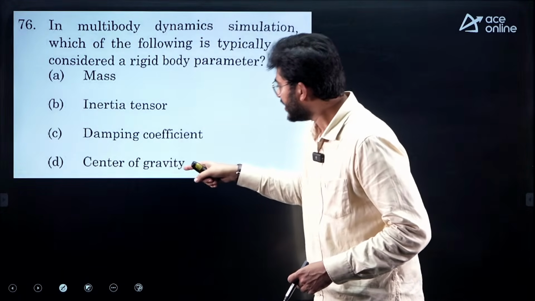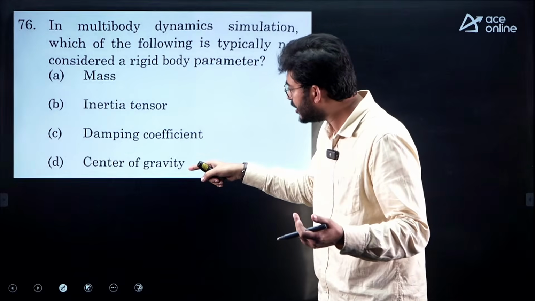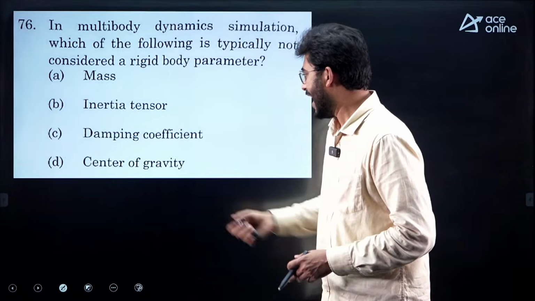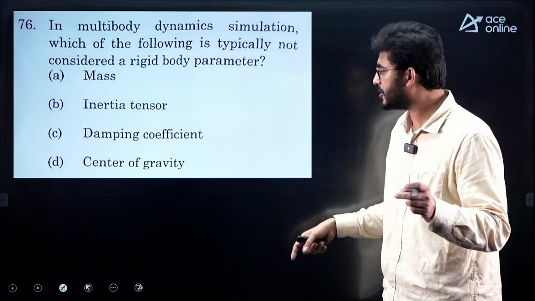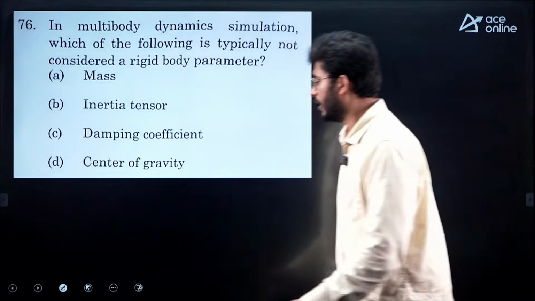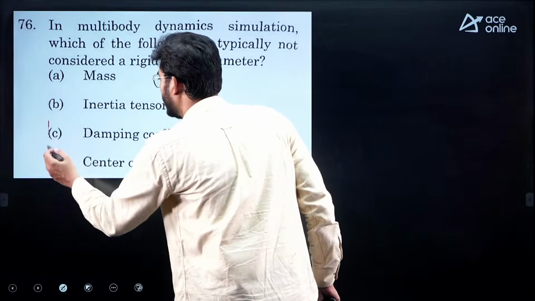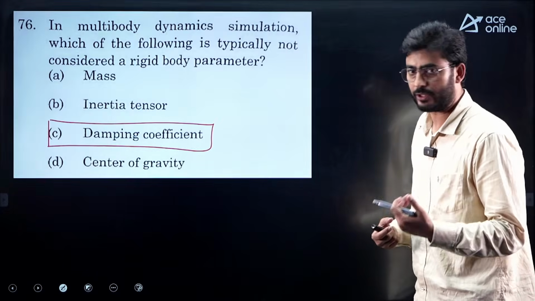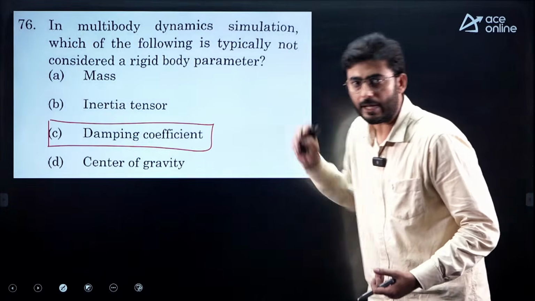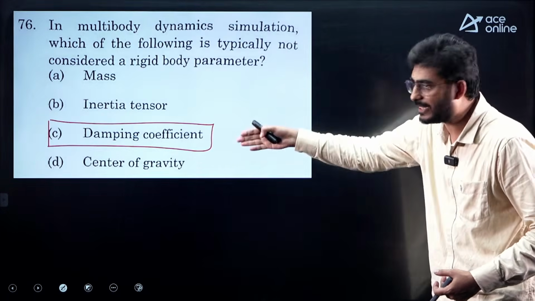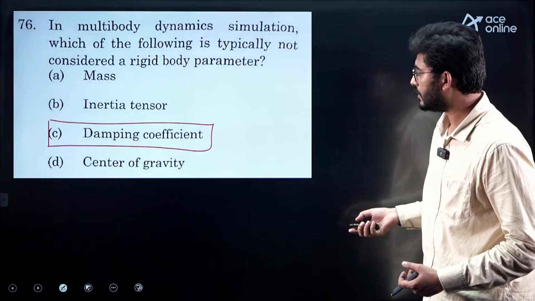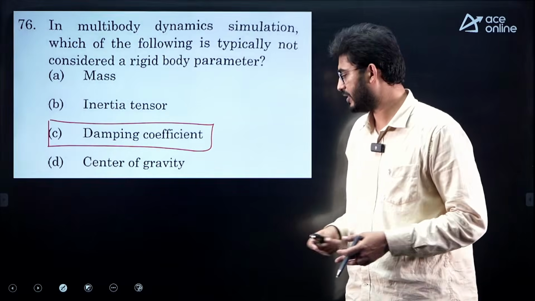Okay. Next is center of gravity. Center of gravity is also related with the location of the mass. Okay, and the damping coefficient is an option which is irrelevant. So option C has to be the answer, straightforward. Without thinking, directly we can approach option C just by checking the relevance. Okay, so option C is the answer. That's all the questions from the theory of machines.